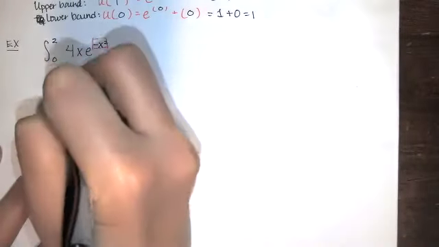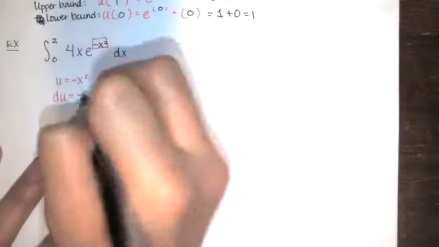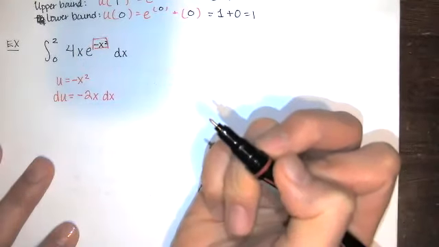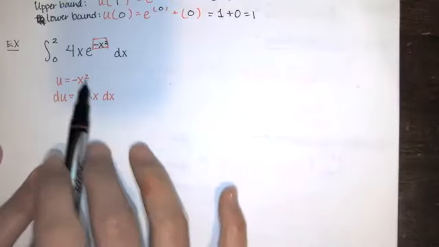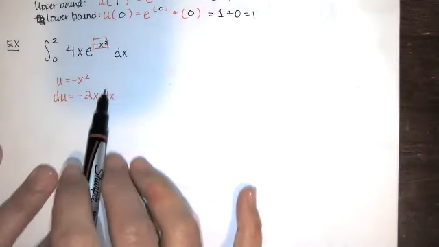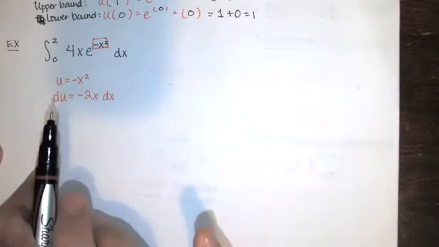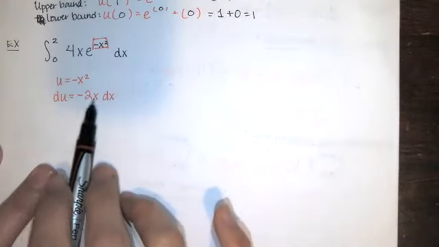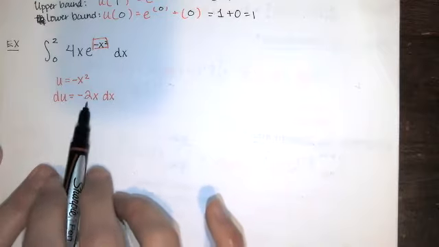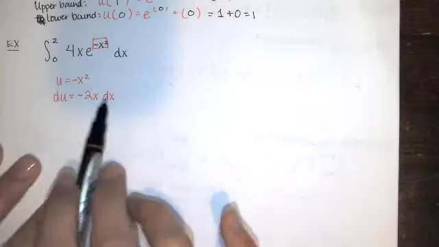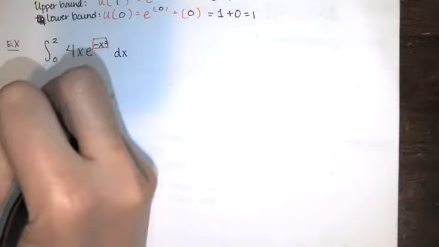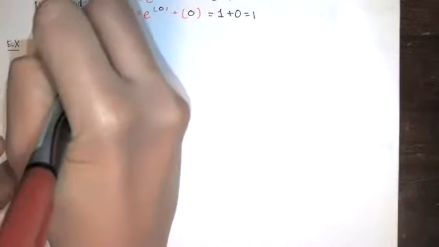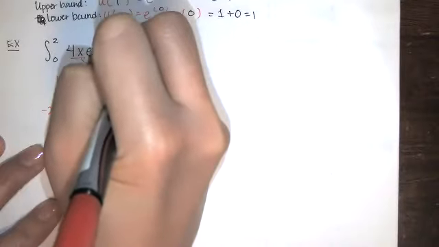compute du. The derivative of negative x squared is negative 2x. Don't forget to multiply by dx. And then I compare this to what I have up here. I have an x dx, so the u sub is going to work. That's great. But I'd really like this to be a 4x dx. To make this a 4, I'll multiply both sides by negative 2. So we'll have negative 2 du equals 4x dx. So that's negative 2 du.